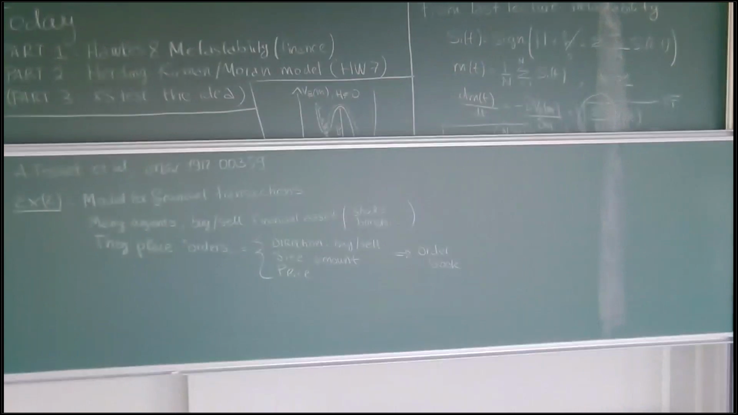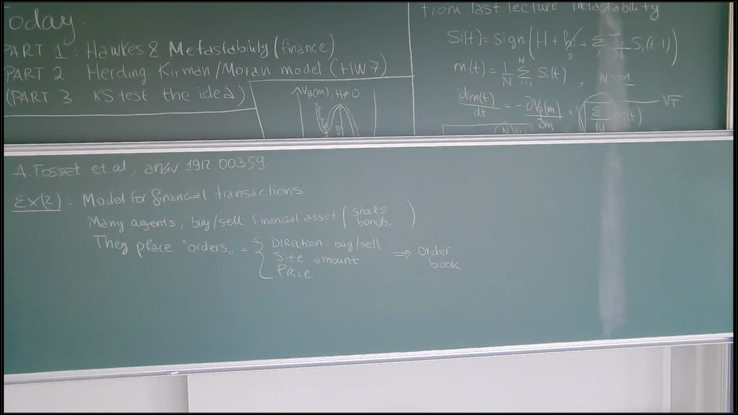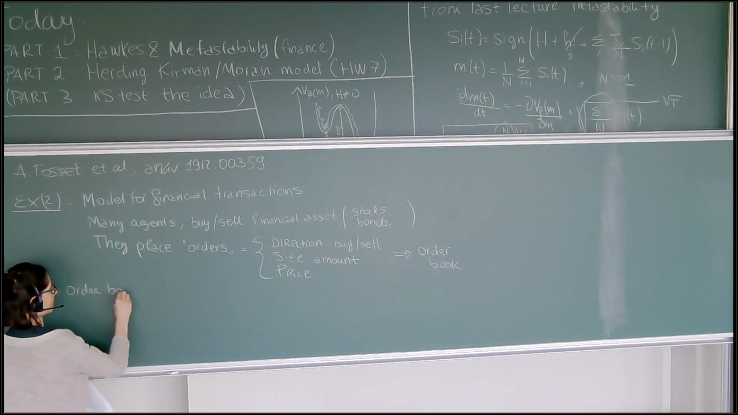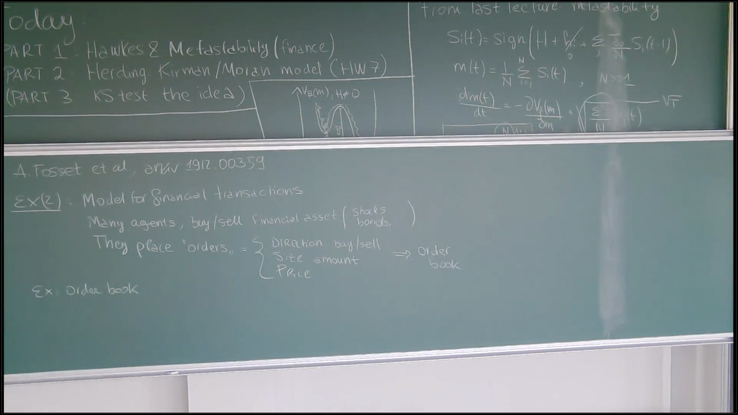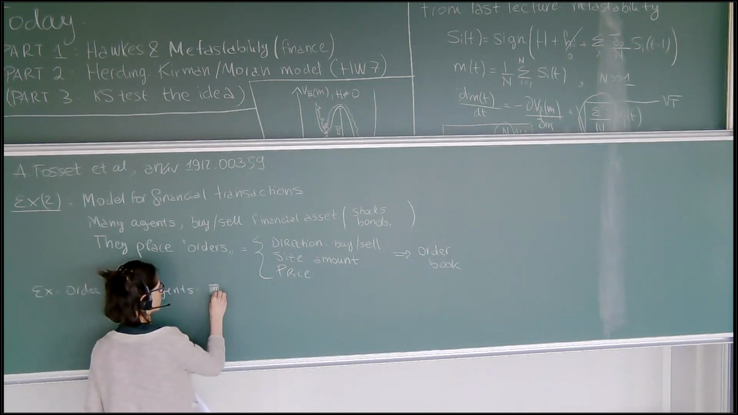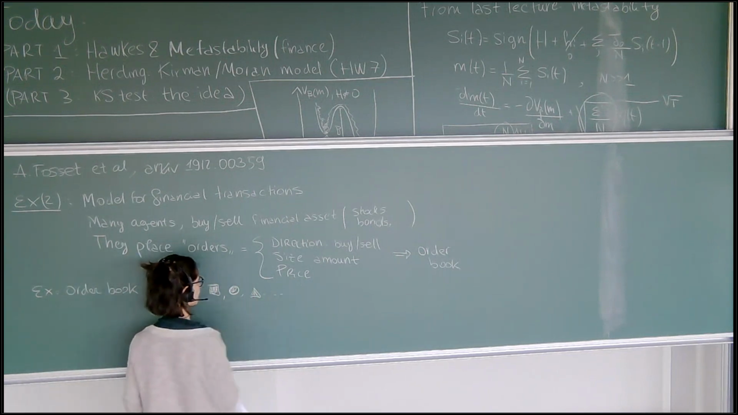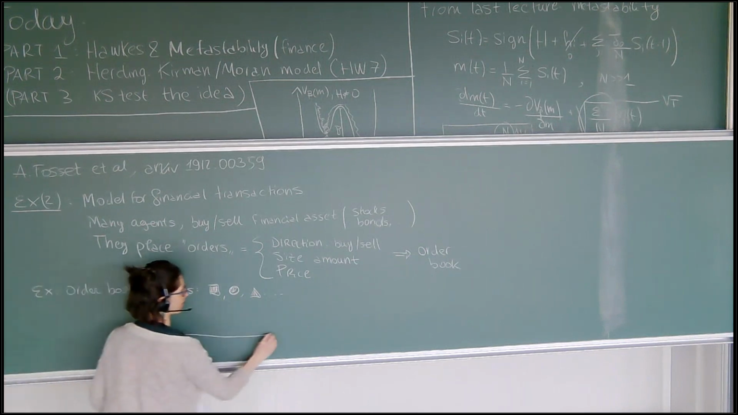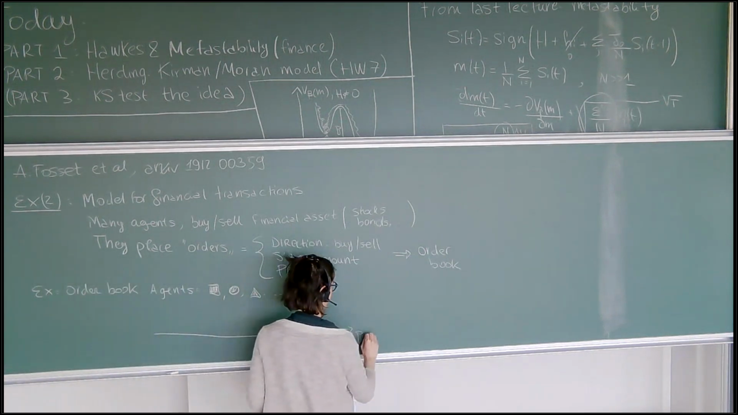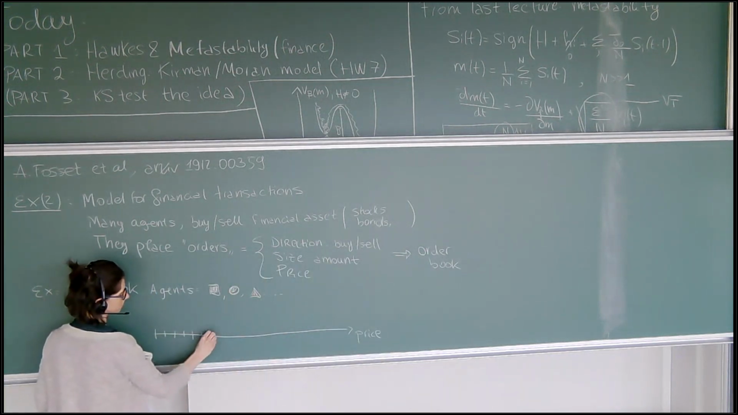So let me give just a sketch. You don't need to write this down. It's just to give an example of how we may think about this order book. So let me denote the agents with, I don't know, symbols. So there will be an agent that is a square, an agent which is a circle, an agent which is a triangle, and so on. And then let me take an axis, which is the price. And I divide this axis into slots.